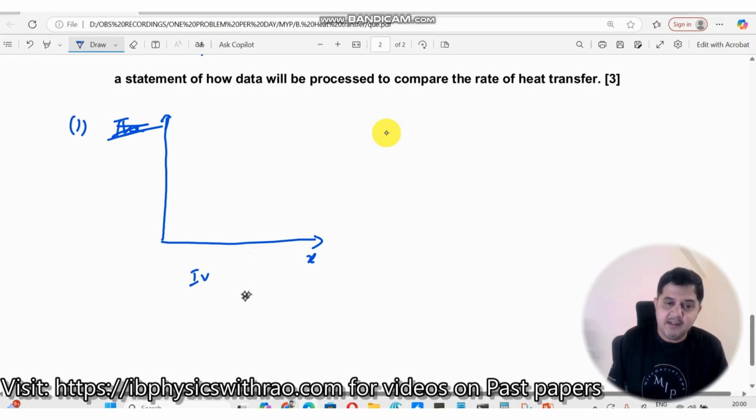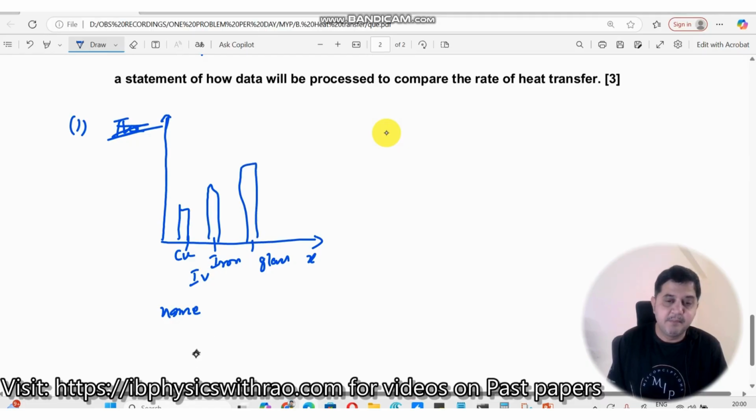But if it is something like an ordinal variable, that means the name is being presented over here, for example copper here, iron here, glass here, and so on, in that case you cannot use a straight line graph, but instead we will use a bar graph. And what will be on the y-axis? You will have on the y-axis something like the time taken, let's say 5 minutes, 7 minutes, 11 minutes, and so on. So this is what we get.